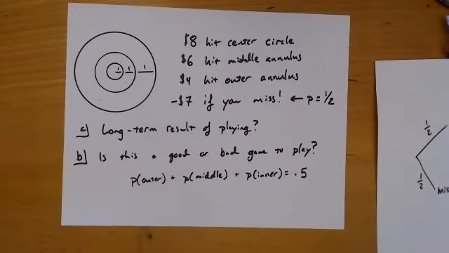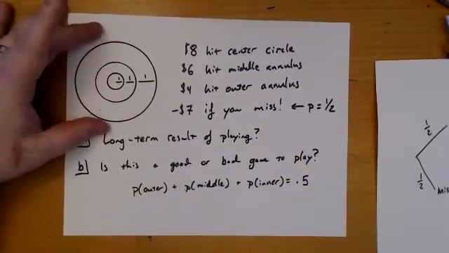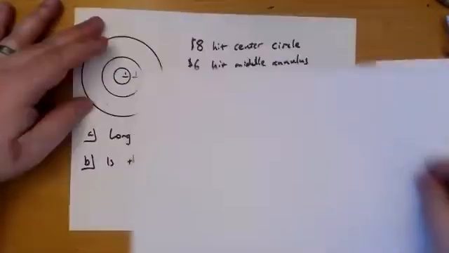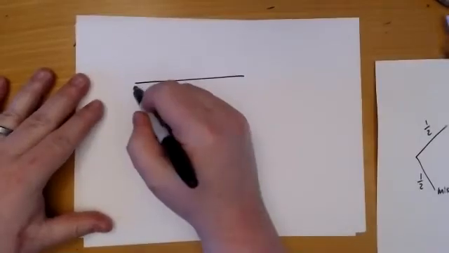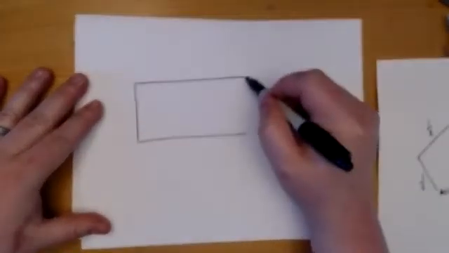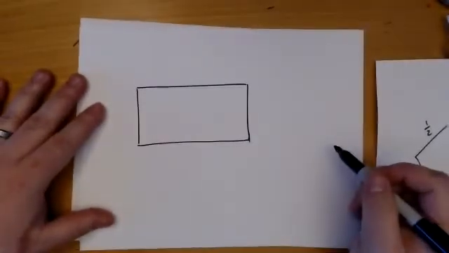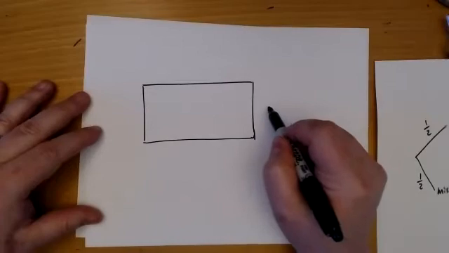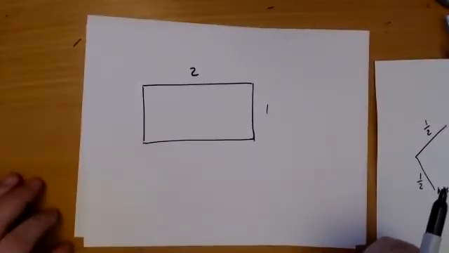If we're having trouble putting our brain around how to do this, let's take a simpler problem and say this. This is my dartboard, okay? And I'm going to say that this is 1 by 2, okay?